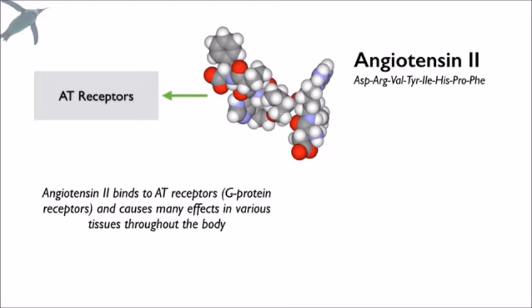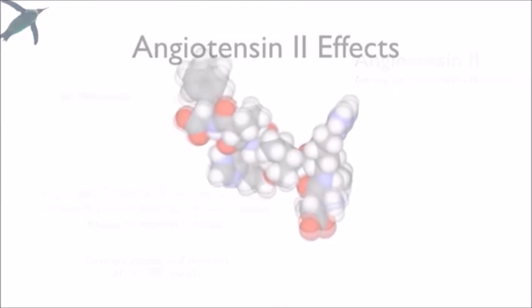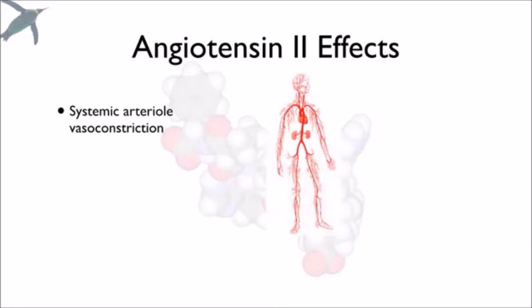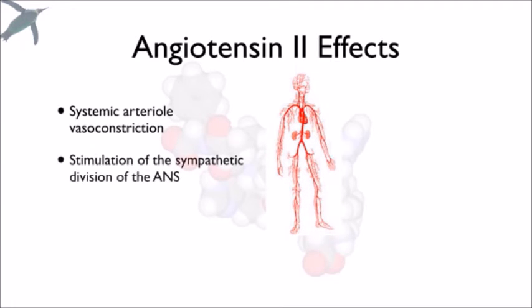These are primarily G protein-coupled receptors, and they're going to cause a lot of different effects. Now, there's actually four different types. The important thing is what angiotensin 2 does. Angiotensin 2 causes systemic vasoconstriction of arterioles.